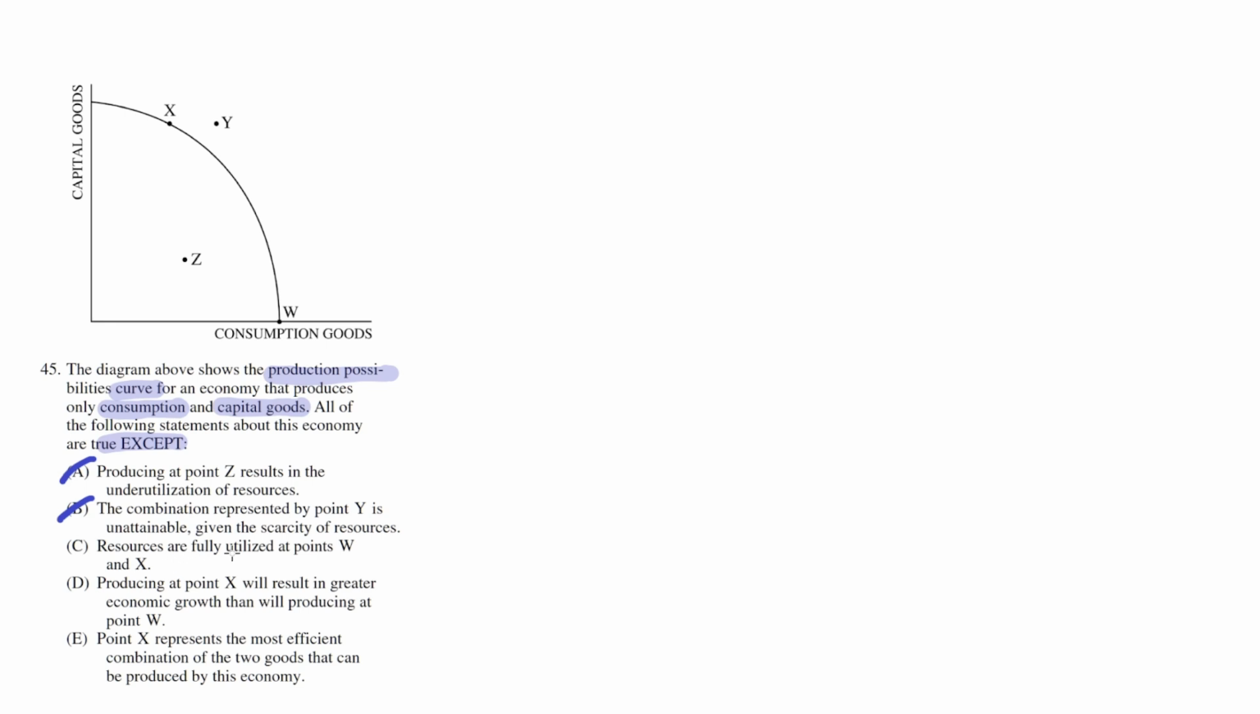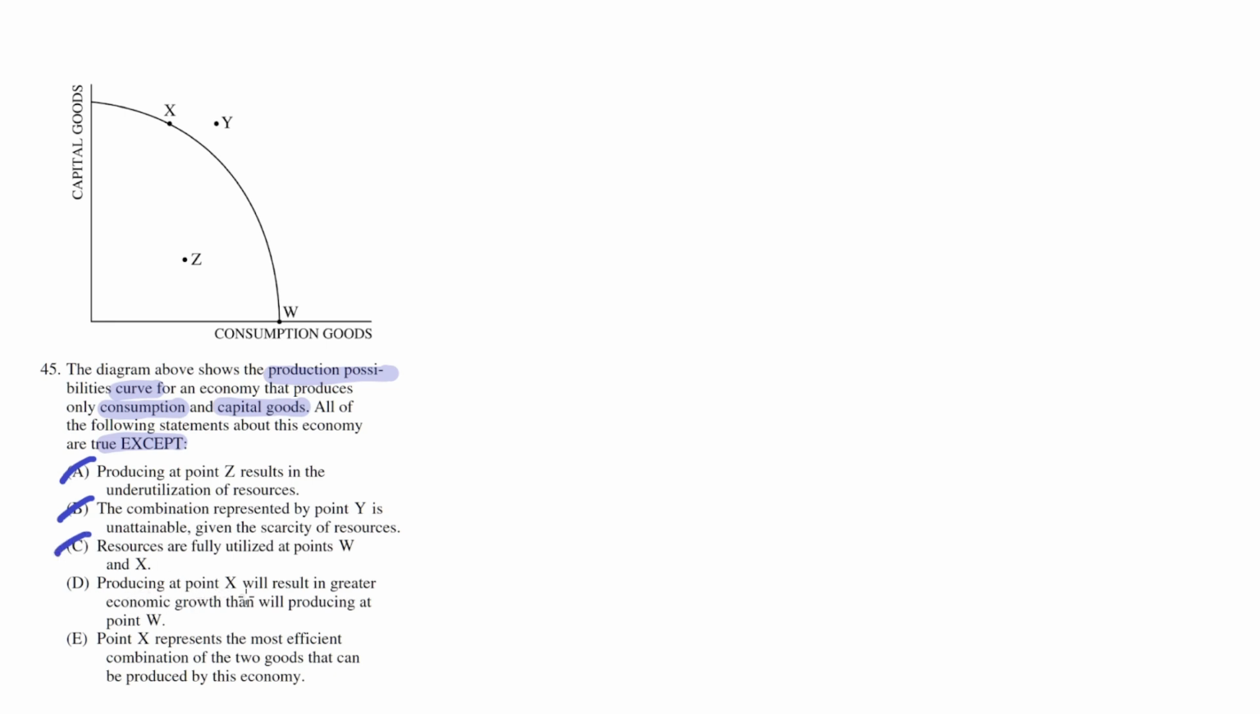C. Resources are fully utilized at points W and X. This is true because any point that lies along the curve, or this curve right here, is using the resources most efficiently. So the points X and W, which lie along the curve, are also using the resources most completely. So C is also true, so we can eliminate C.